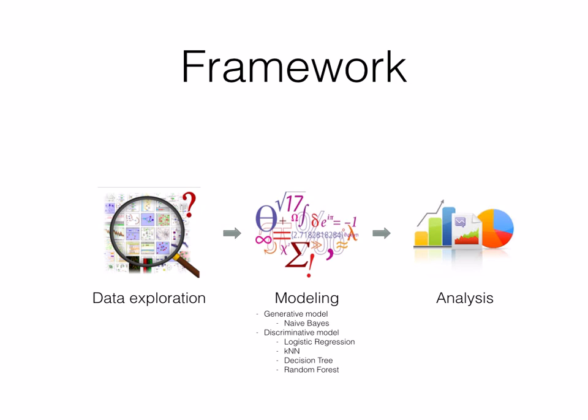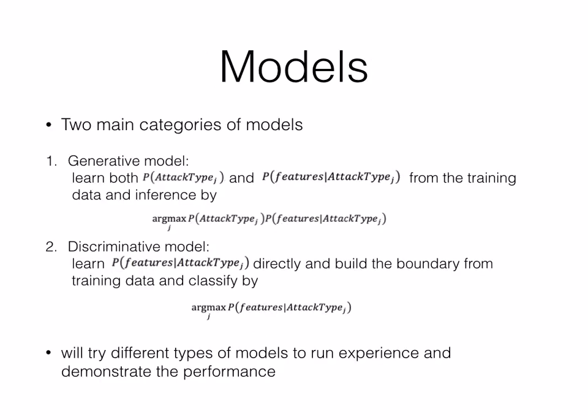Now I'm going to talk about the modeling part. There are mainly two categories of models: generative models and discriminative models. The generative model learns both the prior probability and the probability of a feature given the tag types, and uses them to do the inference. The discriminative model just uses the probability of the tag type given the features.